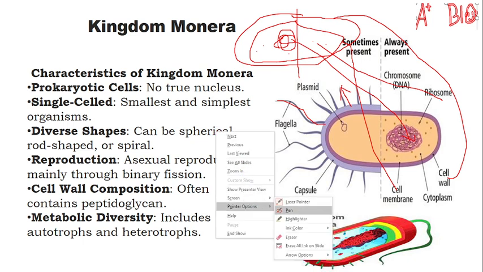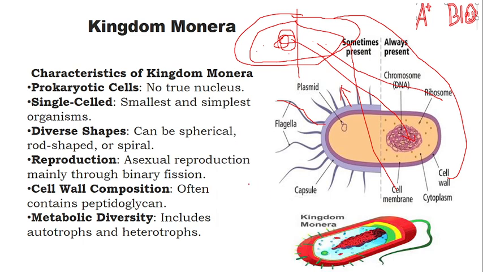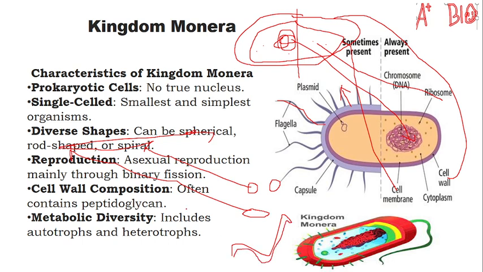Some bacteria have a shape like this. When the shape is like this, we call it spherical. It can be either spherical, or rod-shaped, or spirilla like this one. I hope you are understanding. Spirilla means it is curved in this way.